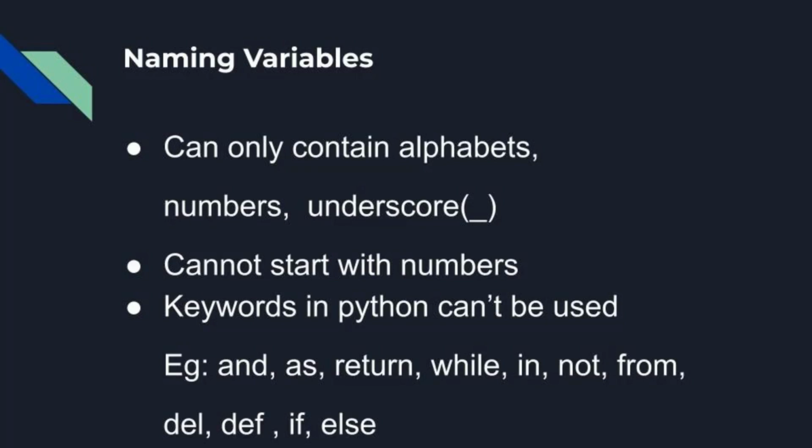Now let us learn about naming variables. To name variables, we can only use alphabets, numbers, and the underscore symbol. So we can't use any symbols like the dollar sign or the hash sign. Variables cannot start with numbers, so they can only start with alphabets or underscore. And also, in variables, we can't use any keywords. Keywords are the words in Python that are already used for other functions.